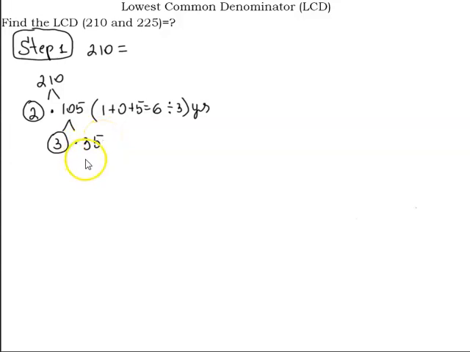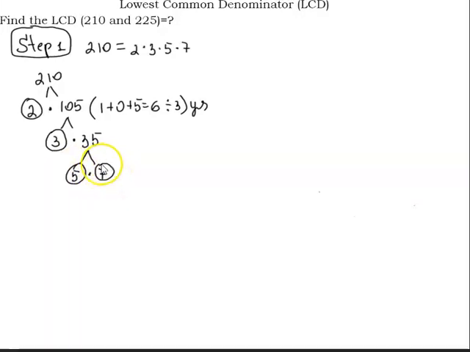So now 35, is it divisible by 2? No. By 3? No. I'm moving to the next number, 5. 35 is divisible by 5. It's 5 times 7. Next, I will perform exactly the same steps for the number 225.